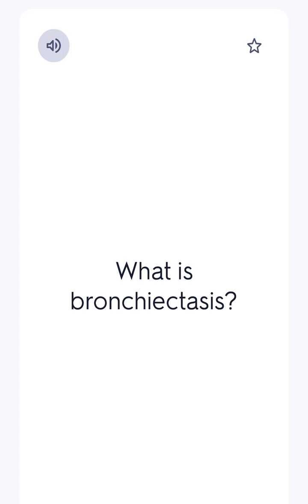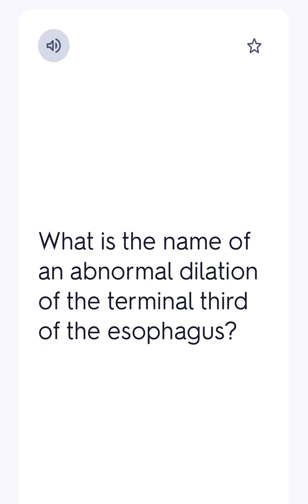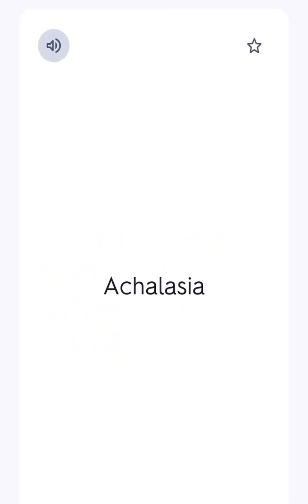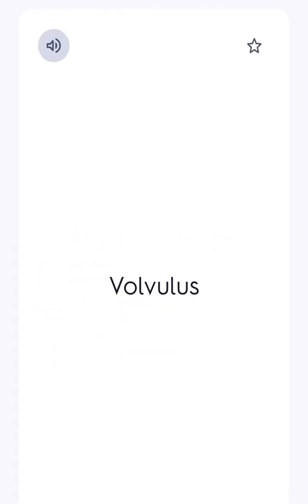What is bronchiectasis? Permanent dilation of bronchioles. What is the name of an abnormal dilation of the terminal throat of the esophagus? Achalasia. What is the name of the knot that happens in the small intestine? Volvulus.